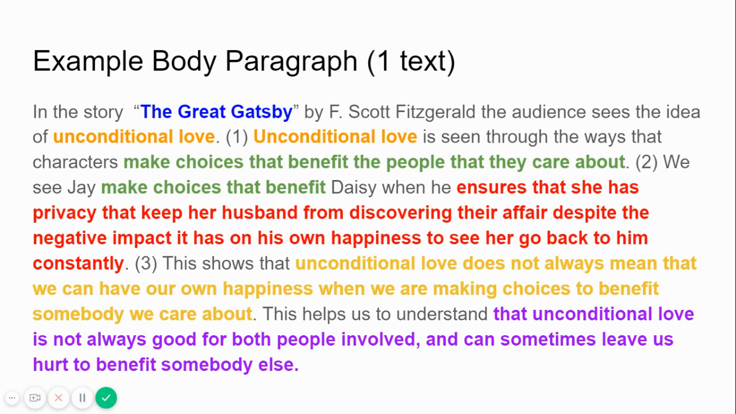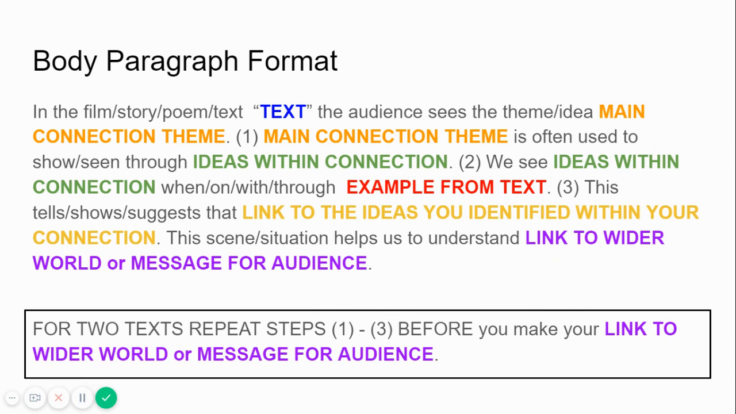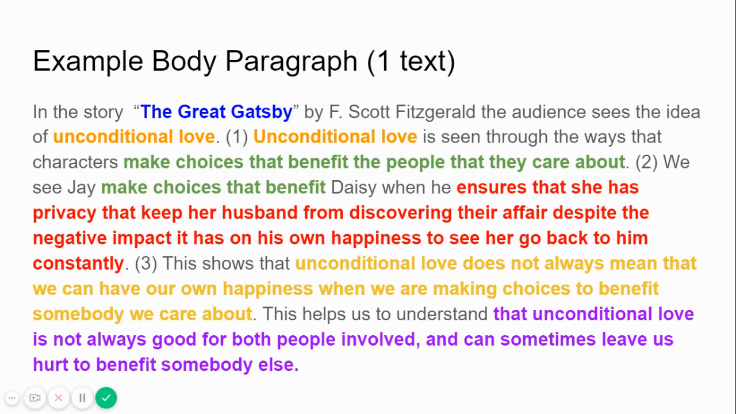Now here's an example body paragraph. We've gone here with the text The Great Gatsby. If we look at the colours, that blue there, that's where you would insert text. So if we go back, we've got text, idea, idea within connection, example from text, links to ideas, and links to the wider world. So we've used the same colour scheme to show that in our body paragraph examples.